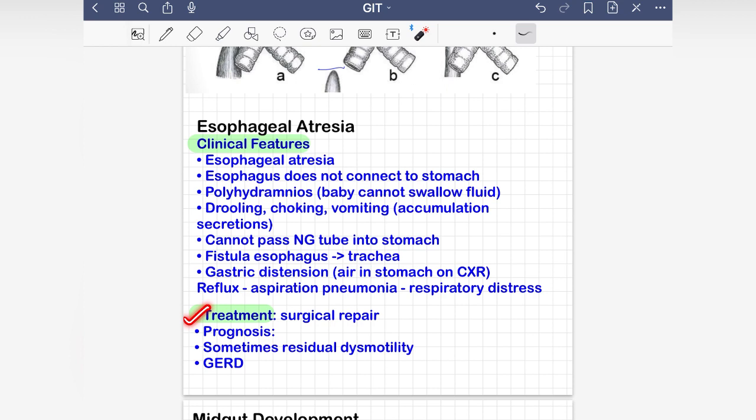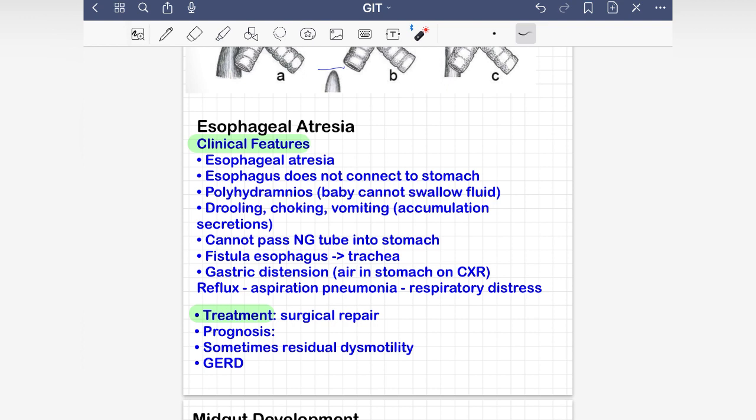To try and control the excess secretions, a nasogastric tube is often passed into the stomach of babies with symptoms like this. But in the case of esophageal atresia, you will find that you cannot pass the NG tube into the stomach, and that's because the esophagus ends in a blind pouch, and this is a characteristic finding of babies with esophageal atresia. If there is a fistula between the esophagus and the trachea, as we saw in some of the forms of esophageal atresia, the baby will develop gastric distension, and that's because air is passing from the trachea into the stomach, and you can see an excess of air in the stomach on a chest X-ray of these children.